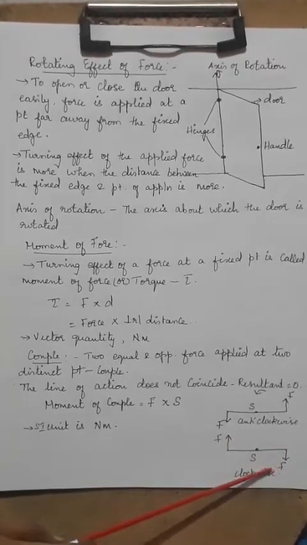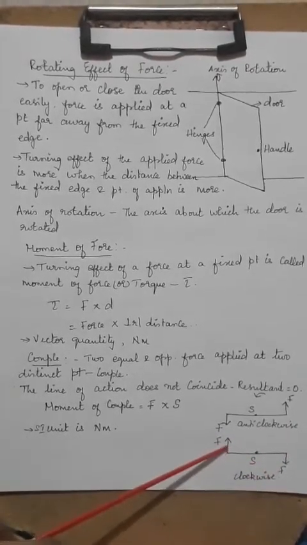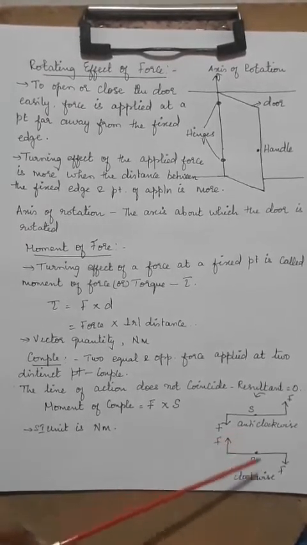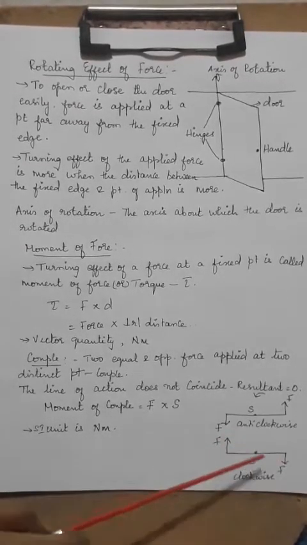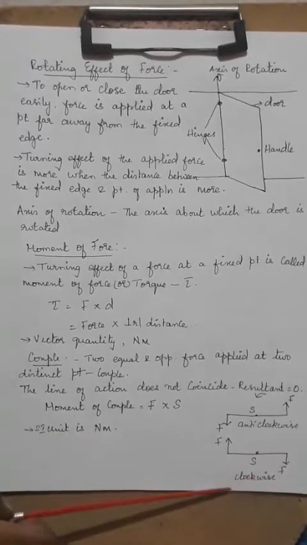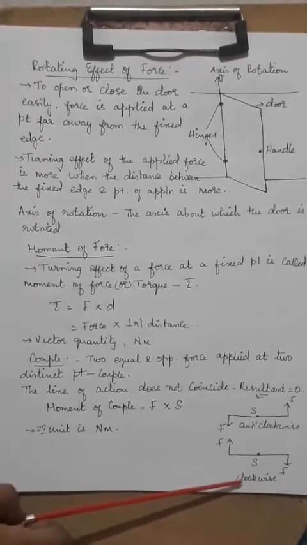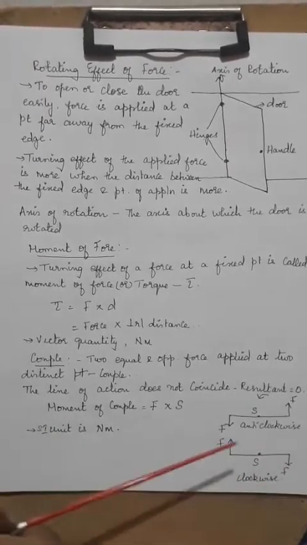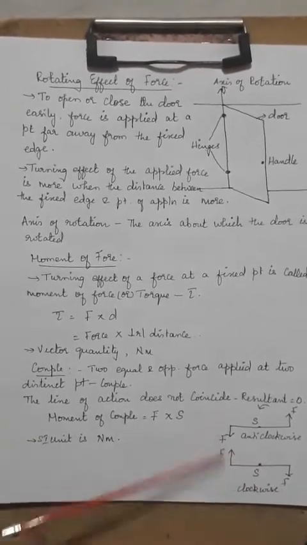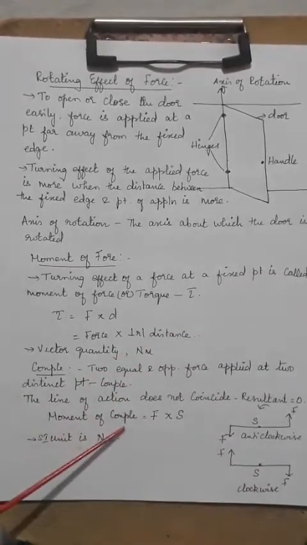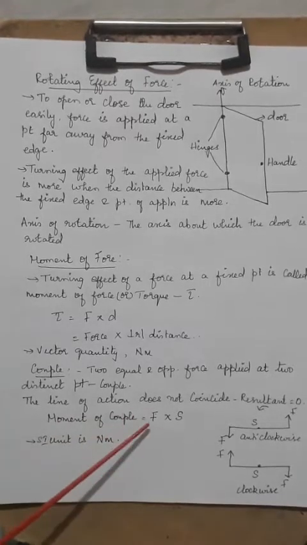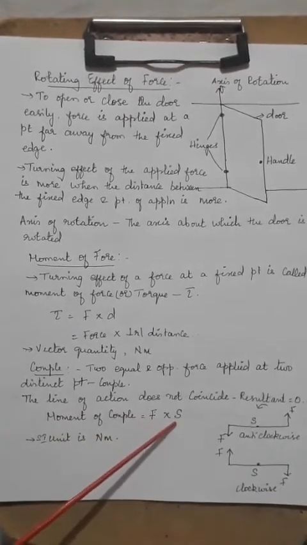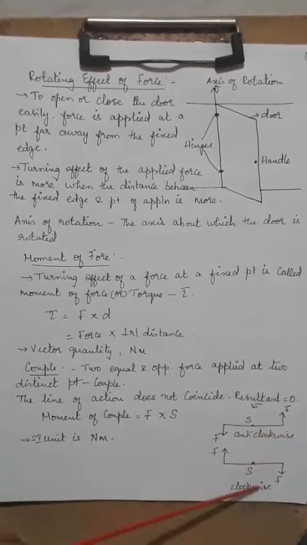This will start moving down and this will start moving upwards, but this is at equilibrium. Okay, so when it starts moving downwards, it is in clockwise moment. So that is how moment is measured. So moment of couple is equal to F into S. S is the distance moved.